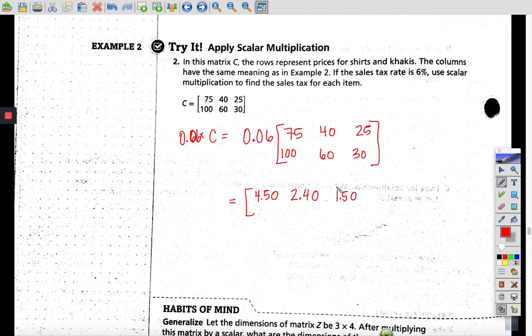0.06 times 100 gives me just 6. 0.06 times 60 is $3.60. And 0.06 times 30 is going to be $1.80. So all I did was I took 0.06 and basically distributed it to every single thing on the inside of that matrix, okay? Is everybody okay with how I got example 2? Yeah.